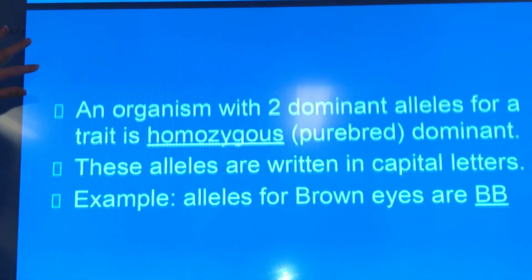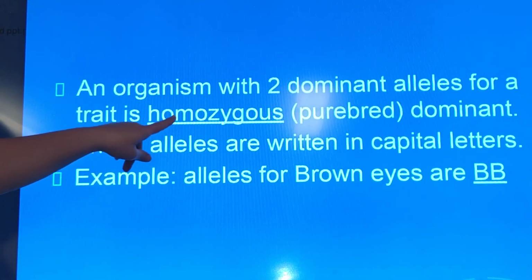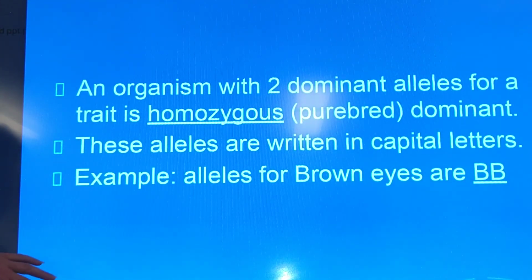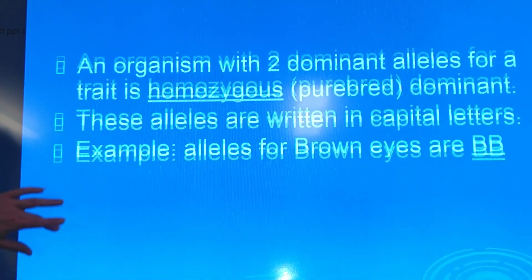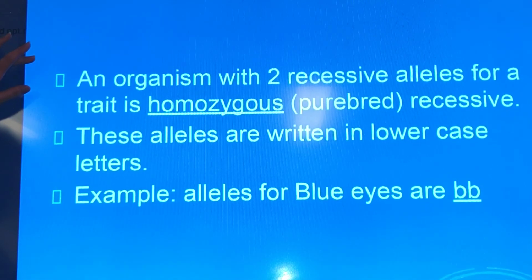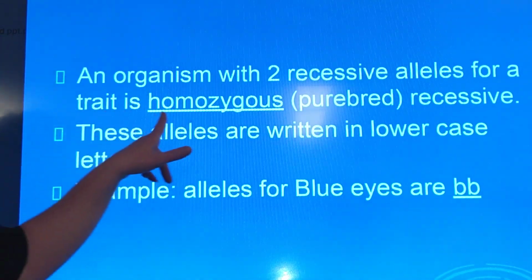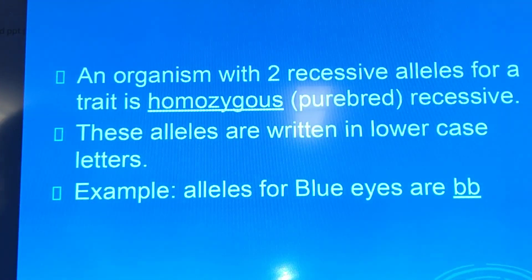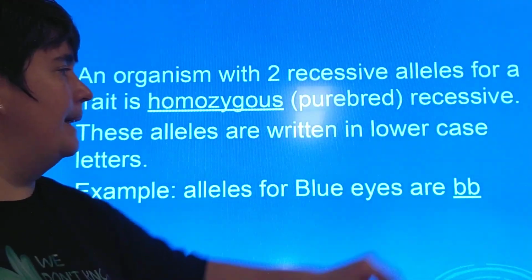An organism with 2 dominant traits is said to be homozygous. Homo means the same, or purebred dominant, such as brown eyes is big B. An organism with 2 recessive traits is homozygous or purebred for the recessive trait. These alleles will be written in lowercase, such as blue eyes or little b, little b.